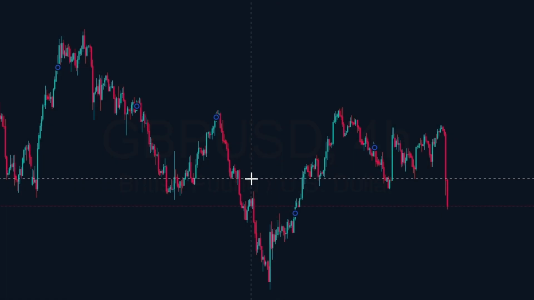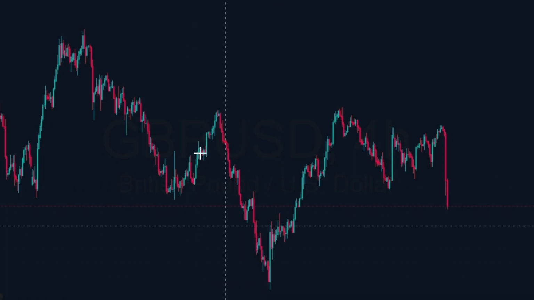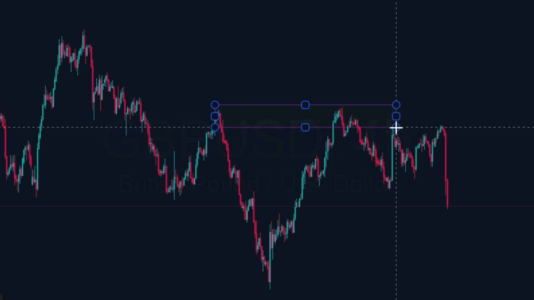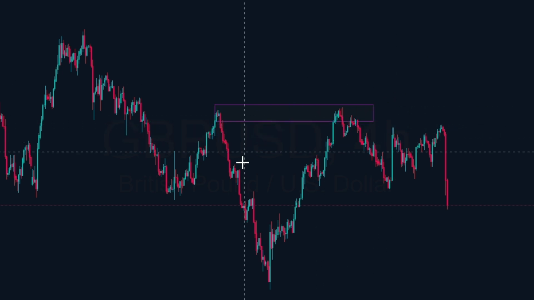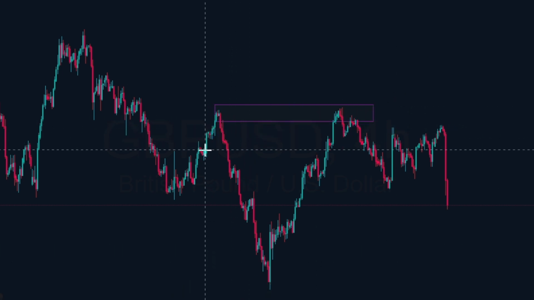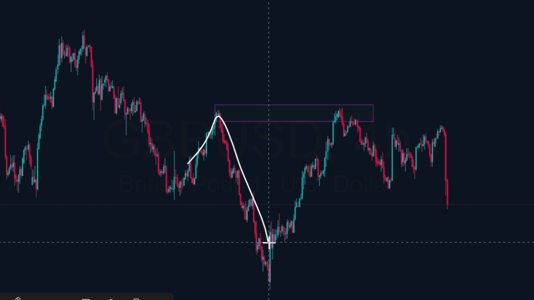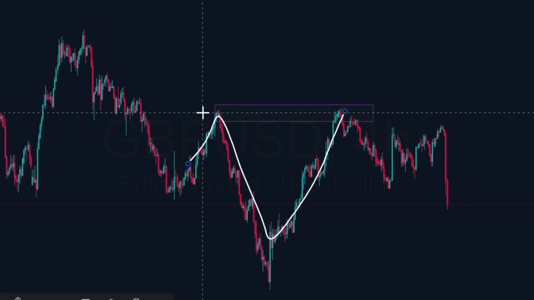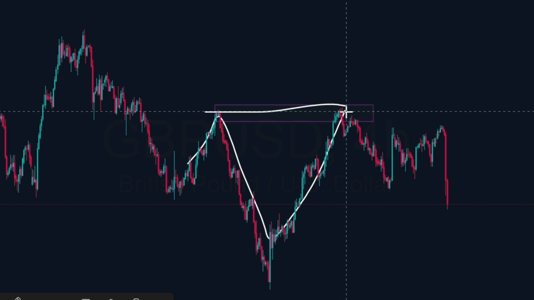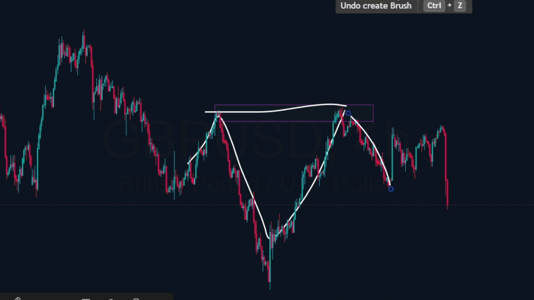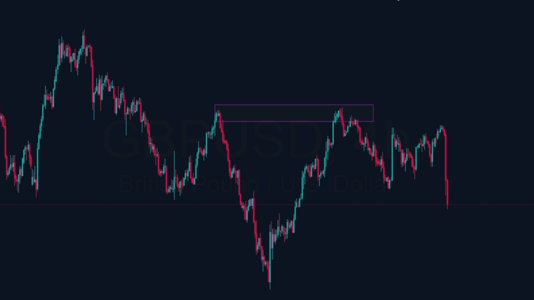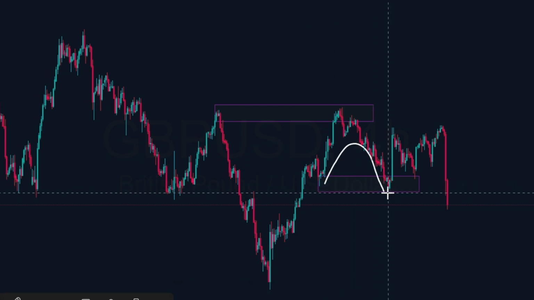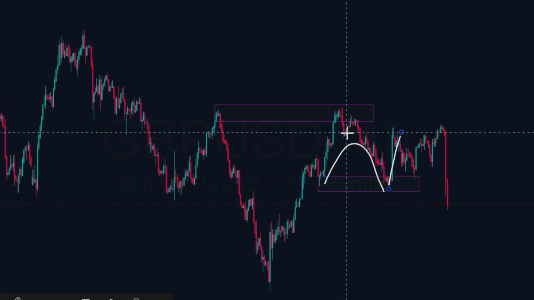Okay guys, so let me show you a visual representation of how supply and demand is, right? So I'm going to use this rectangle to show supply. Supply is basically when the price leaves a high, and it comes back and then tags another high, and then it goes to the downside. So basically that is what supply is. And then with demand, I'm going to use the second rectangle here. The price will get to the bottom, create a double bottom, and then the price shoots up. So that is going to be our demand.